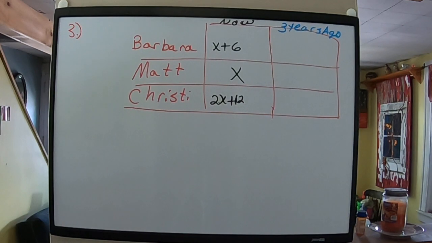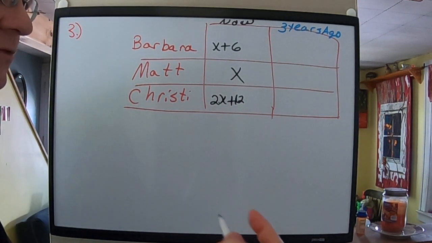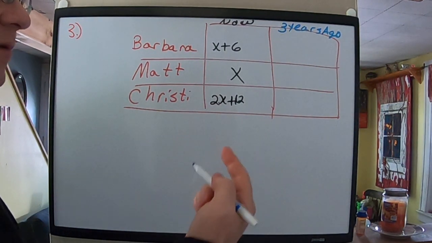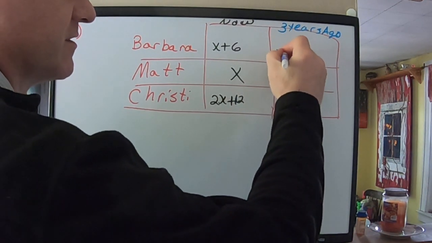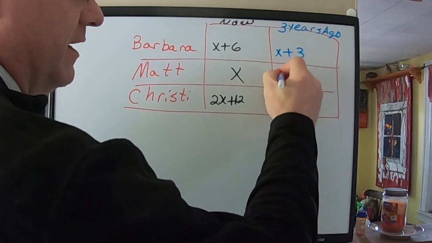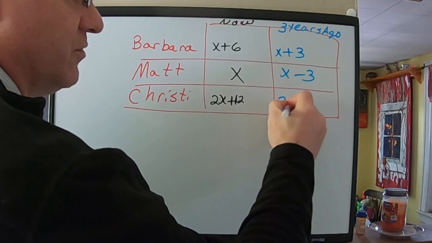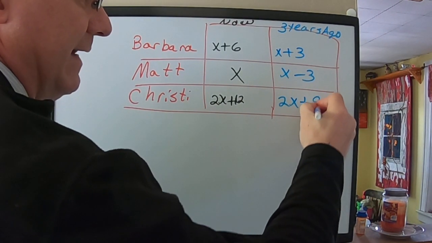No, not ego, but ago. All right, so what about 3 years ago? If it's 3 years ago, that's in the past, so we have to back up 3. So we subtract 3 from each of these. So x plus 3, x minus 3, and 2x plus 9.